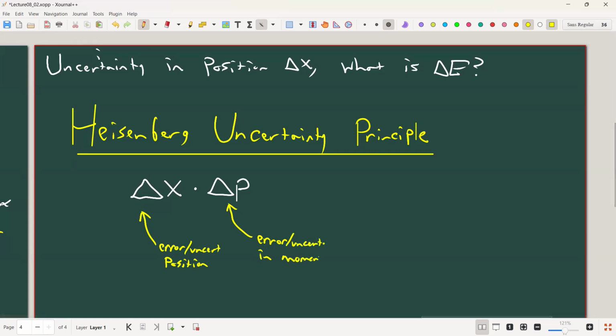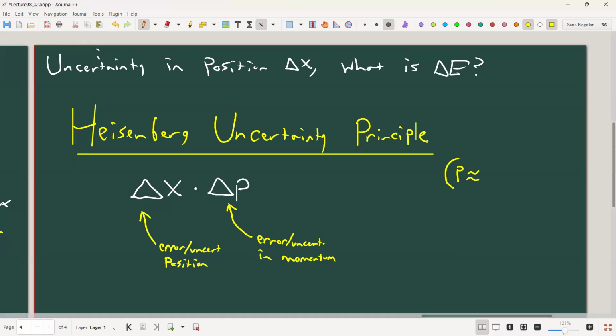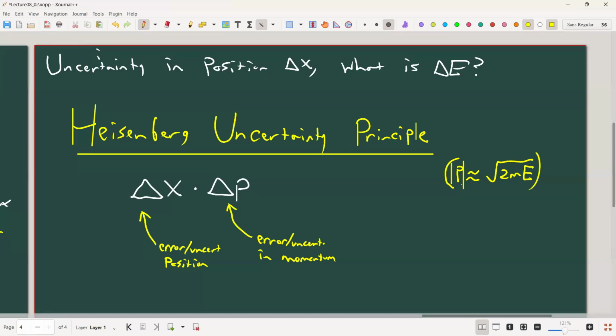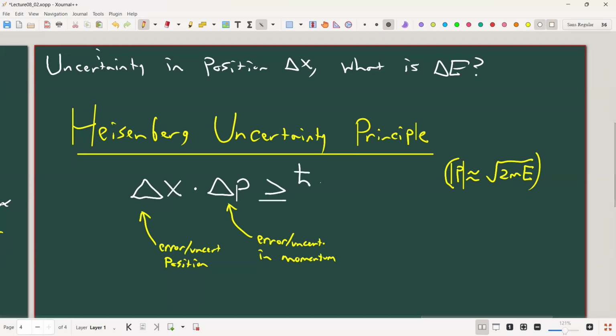Remember, momentum is somewhat like the square root of 2 times the mass times the energy. Just think of it as P squared over 2m, so P is like the square root of 2mE, the absolute value of it rather. This product is always greater than or equal to h bar over 2.